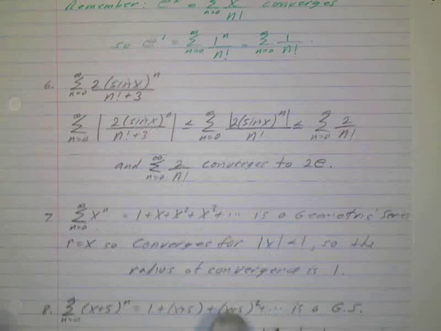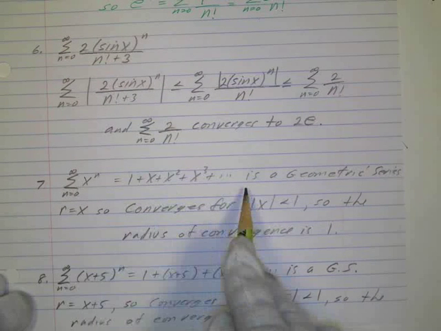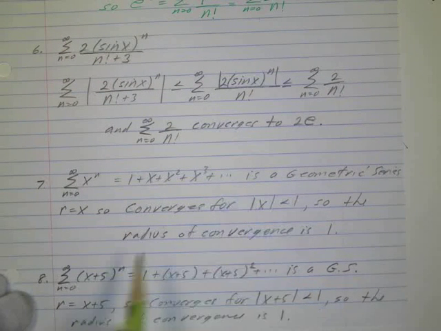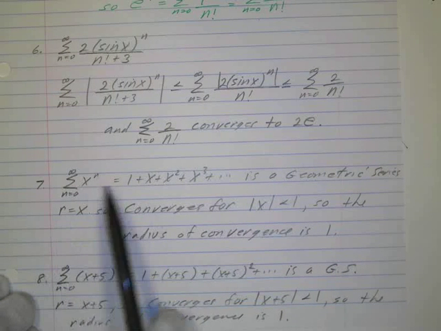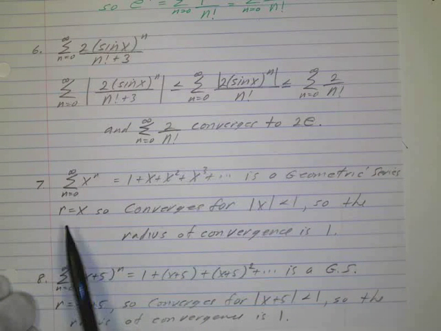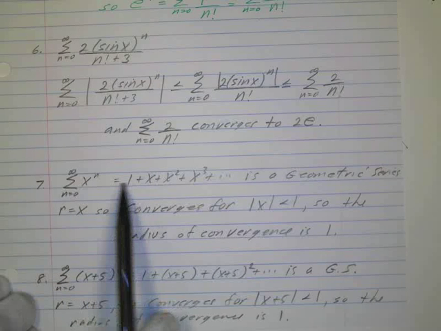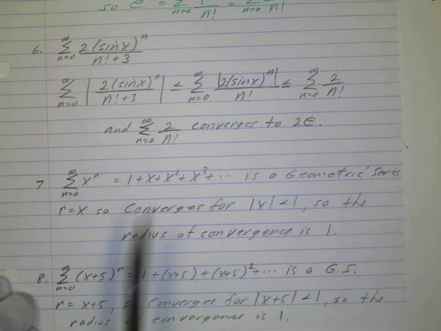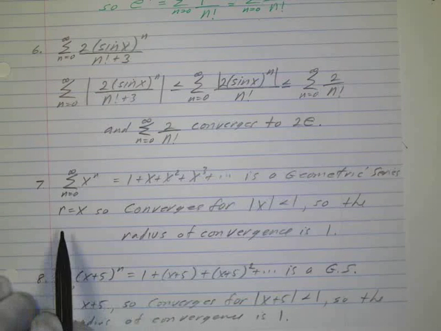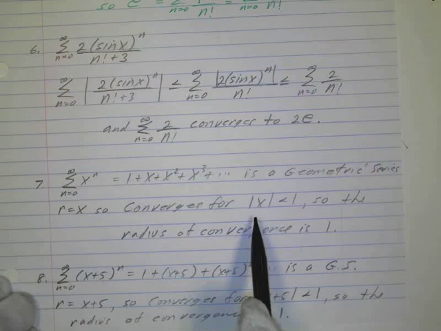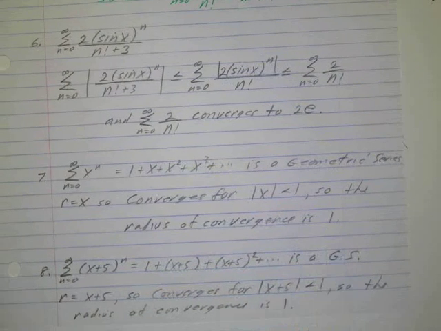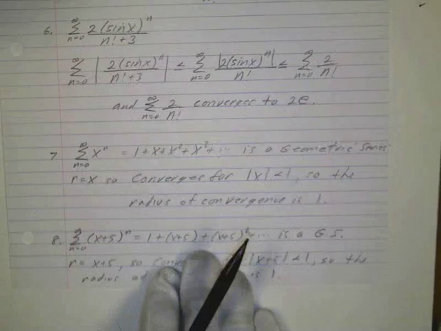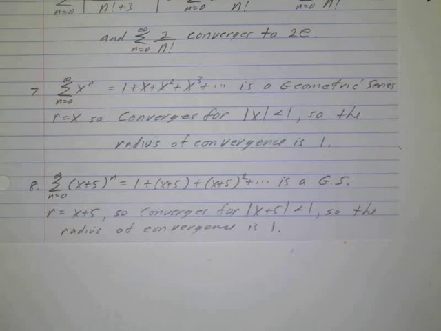Through 22, we want to find the radius of convergence of the power series. Well, if I look at number 7, this is just a geometric series. So the geometric series converges. Remember, the ratio is x, because it's just 1 times x times x times x. I keep getting the next term. So the r is equal to x, so it converges for the absolute value of r less than 1. So converges for the absolute value of x less than 1. So the radius of convergence is 1. Okay. And then number 8.